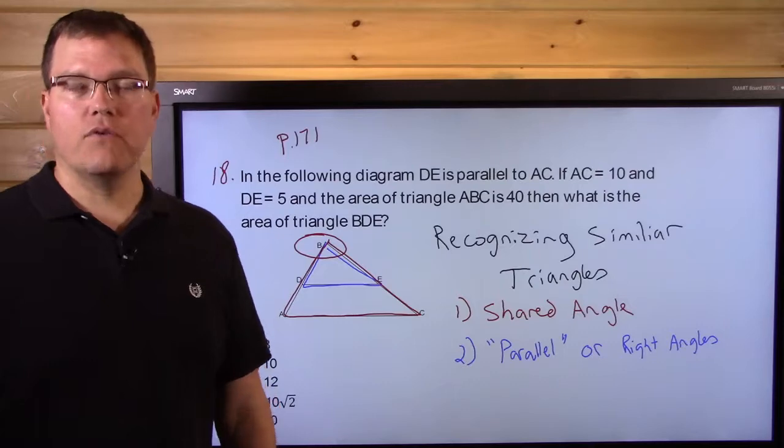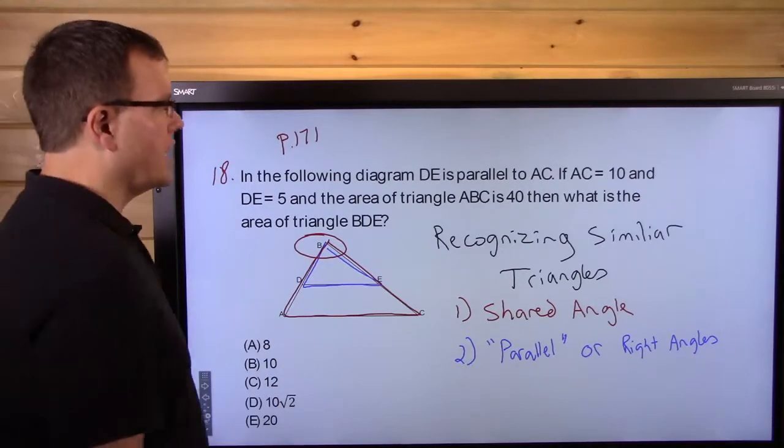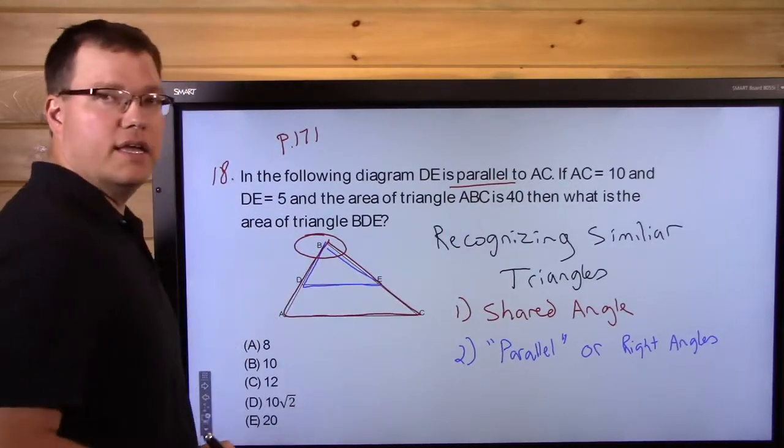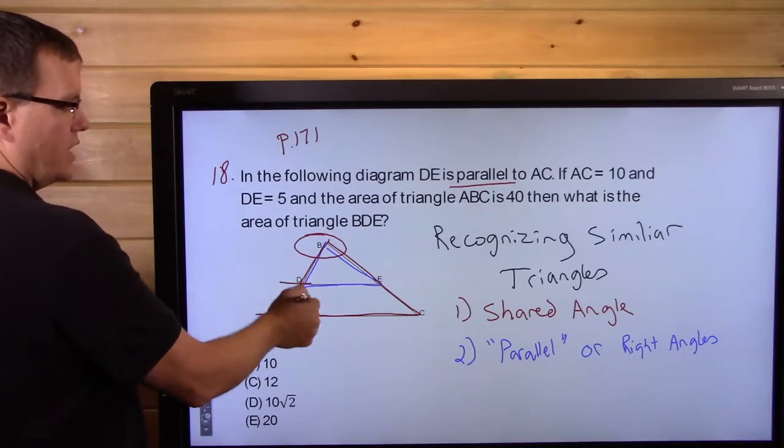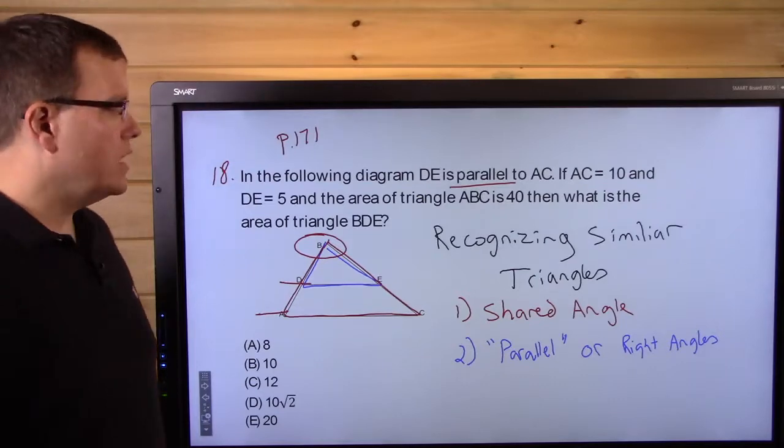The next thing you're looking for is the word parallel or right angles. Well, here's a parallel right there. We've got a parallel, see that? Parallel right there, this line, this line. So we have parallel lines.